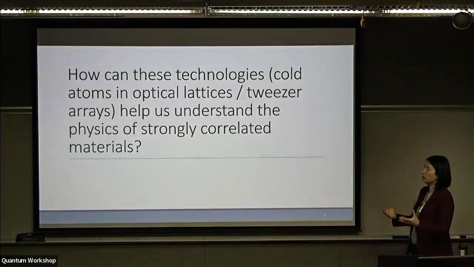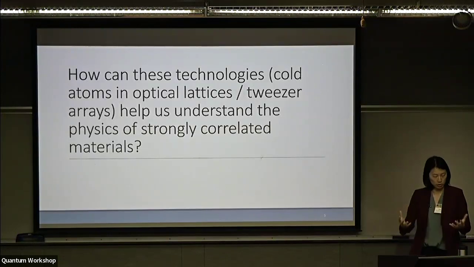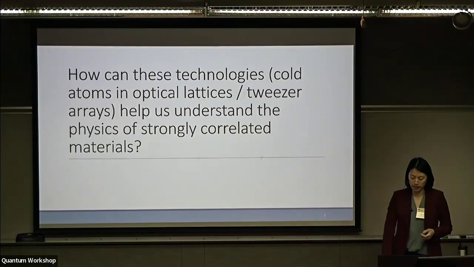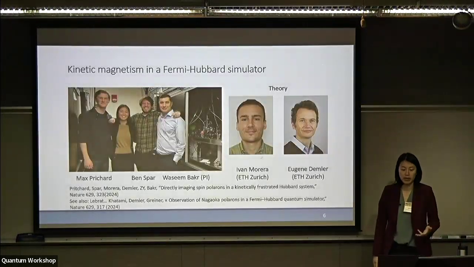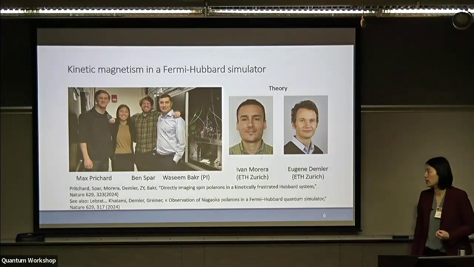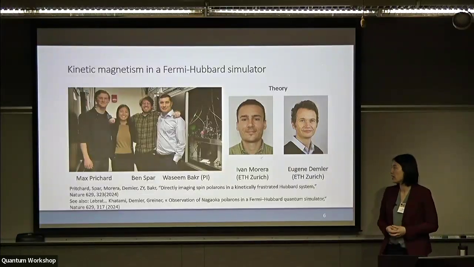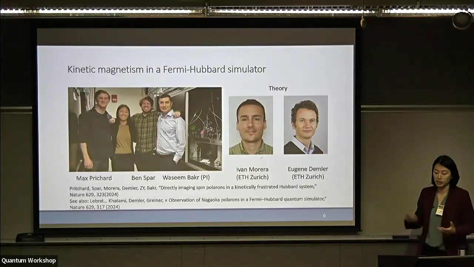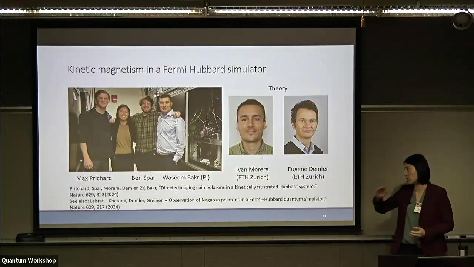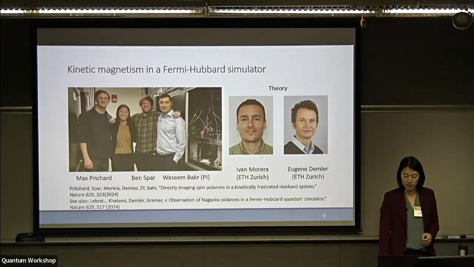And basically, how can we use these technologies, atoms in optical lattices, or a newer, also very popular platform, optical tweezer arrays, to help us understand the physics of strongly correlated materials? So the first part of my talk will be on Fermi-Hubbard physics with an atomic simulator. So this was done in the group of Waseem Bakr at Princeton, carried out by myself, grad students Max and Ben. And we also acknowledge our theory collaborators, Yvonne and Eugene. And I'd also like to point out that there was also very nice work done in the group of Marcus Greiner on very related physics.